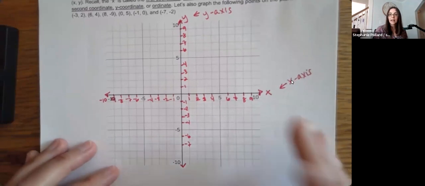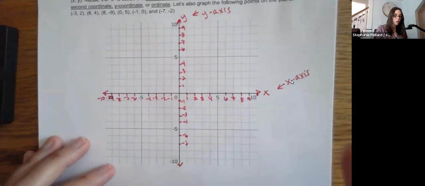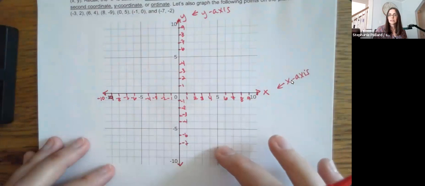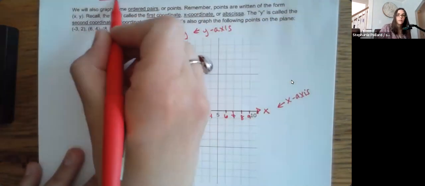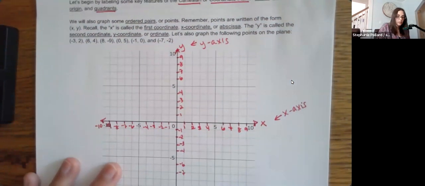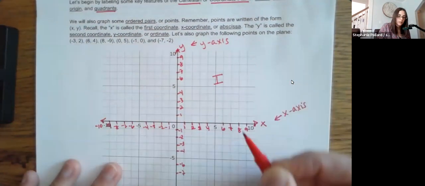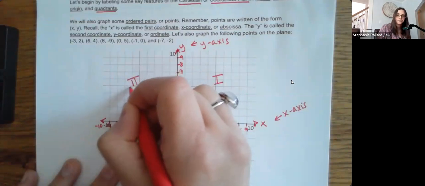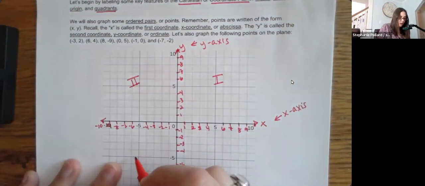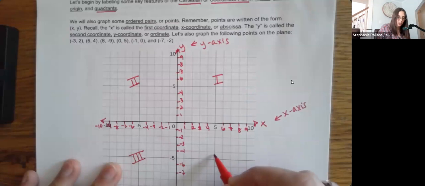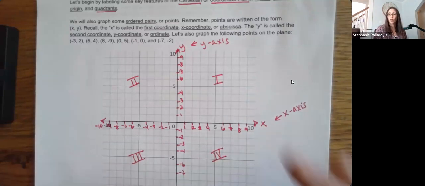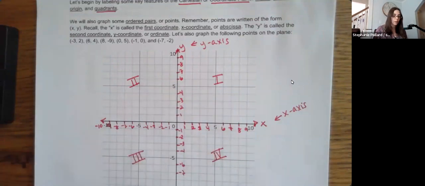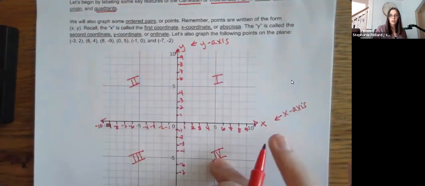You'll notice that the two axes break up our graph into 1, 2, 3, 4 pieces, and these are called quadrants. So this is your first quadrant. This is your second quadrant. Moving down here, you have your third quadrant and your fourth quadrant. We do typically label the quadrants using Roman numerals, so that is maybe a little bit different notation. And they do go counterclockwise around.